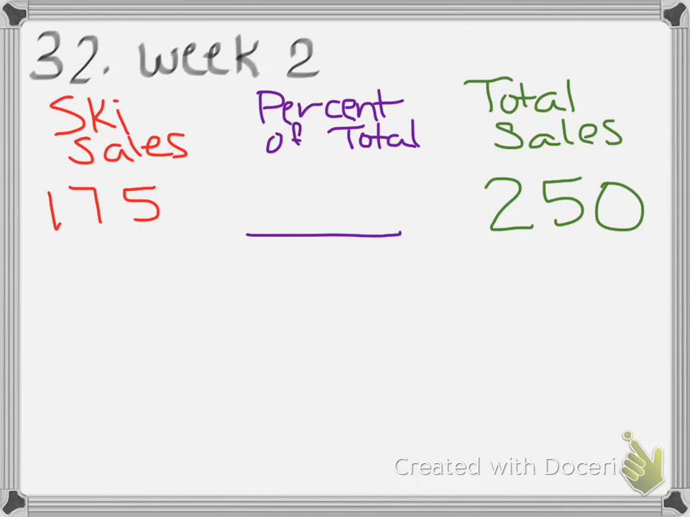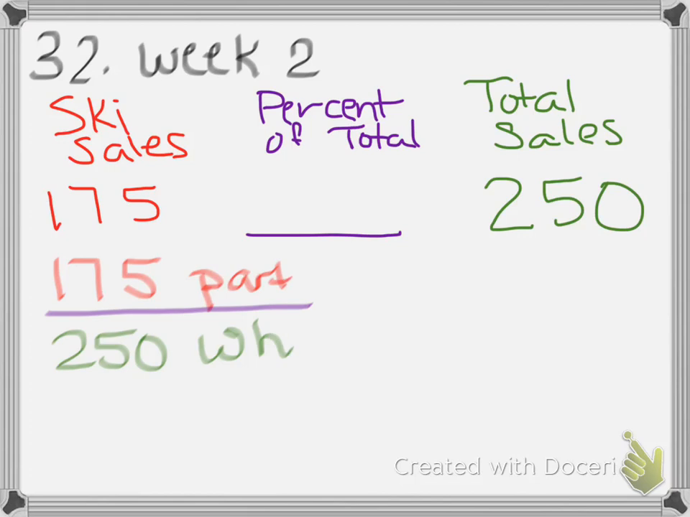So let's see how to tackle this together. The first thing you want to do is set up the 175 as the part. The part is the ski sales, because there was another part to it that wasn't ski sales. They want to know what percent the ski sales are of the total. So 175 is the part and 250 is the whole. So we're going to set it up sort of like a fraction. Then we're going to divide the numerator by the denominator. So we take 175 divided by 250.